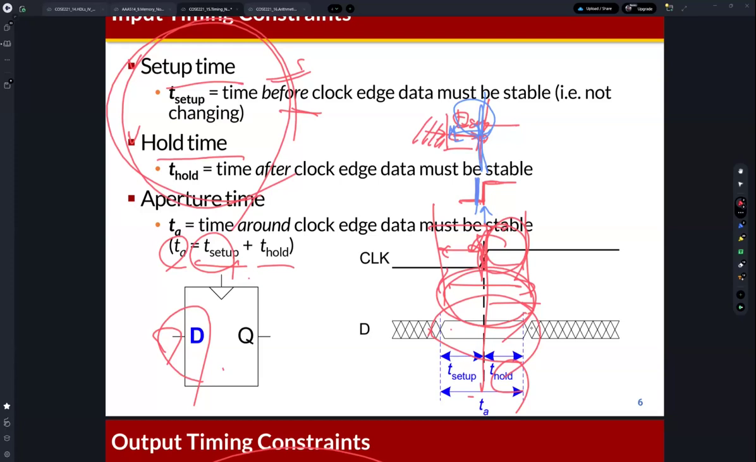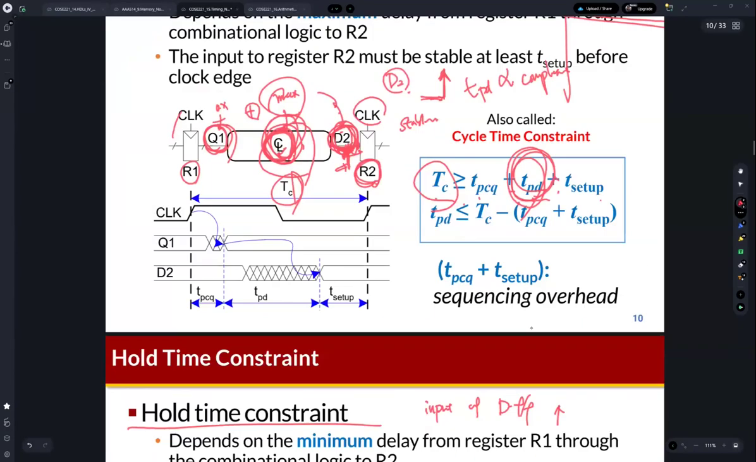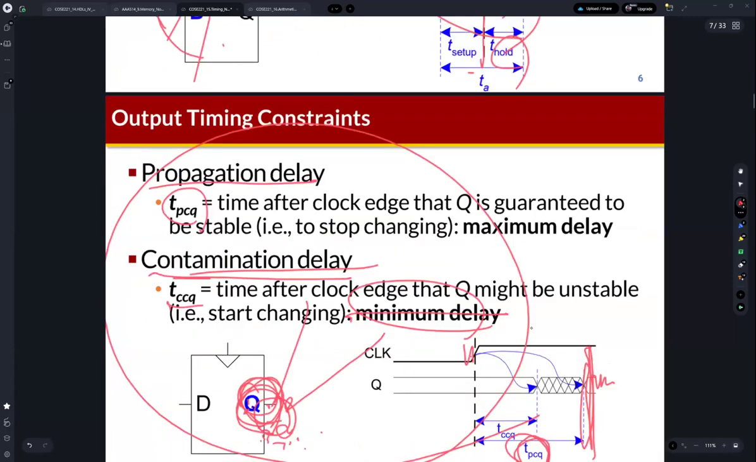So when we build this system using D flip-flops and combinational logic, we need to keep this setup time and hold time. If the setup time and hold time are violated, then the system will work unstably.